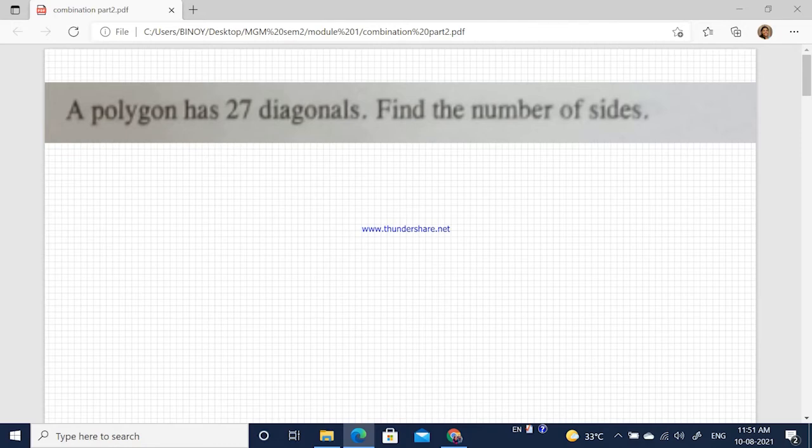Lecture of S2 Business Mathematics for CA and Corporation. We are looking into Module 1, number sense, that is combination.